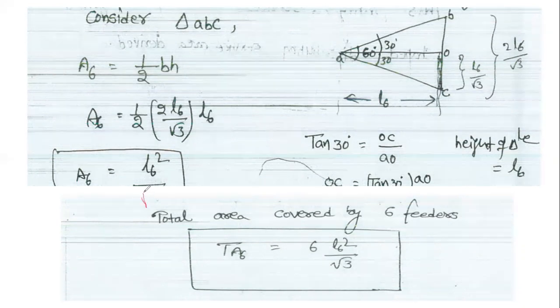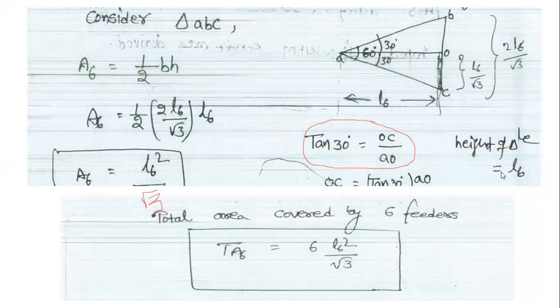The area for that feeder, A6, is equal to L6 square by root 3. Therefore, tan 30 is equal to OC by AO. Using this triangle, apply the tan theta value: opposite side by adjacent side. The opposite side is OC and the adjacent side is AO. Then OC is equal to tan 30 into AO.